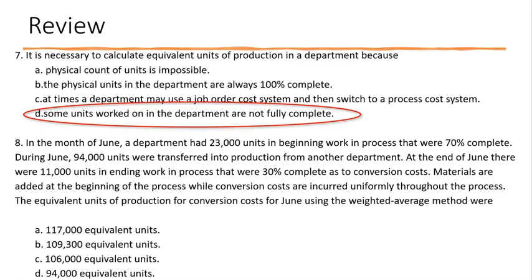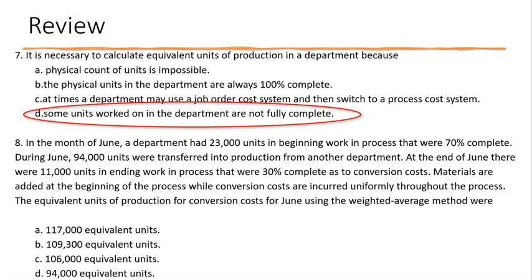Number 8, calculate equivalent units. In the month of June, a department had 23,000 units in beginning work in process that were 70% complete. During June, 94,000 units were transferred into production from another department. At the end of June, there were 11,000 units in ending work in process that were 30% complete as to conversion costs. Materials are added at the beginning of the process while conversion costs are incurred uniformly throughout the process. So for materials, we're 100% complete because it's right at the beginning. But this is asking for the equivalent units of production for conversion costs for the month of June using the weighted average method.